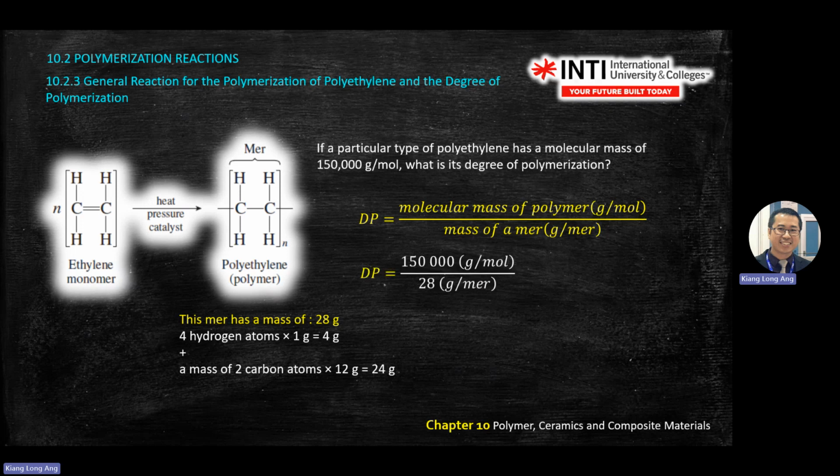So you take 28 and divide into the 150,000 gram per mole. So the degree of polymerization is 5,000-something. So this is the way you calculate, a very simple formula. There's no differentiation or anything. So this is a very simple question for polymers.